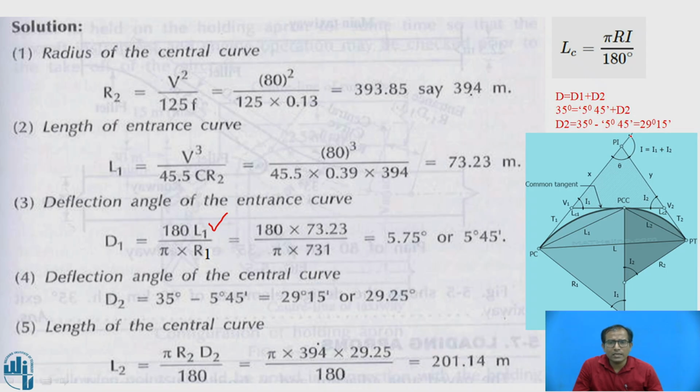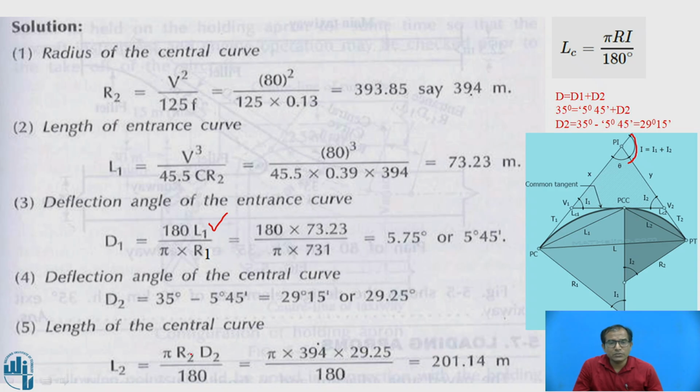We know that the total angle of the compound curve is I equal to I1 plus I2. In place of I I am using D, so D equal to D1 plus D2. I know D1, and the total deflection angle is given as 35 degrees. Putting in D and D1, I can calculate D2: 35 minus 5 degree 45 minutes, so I got 29.25 degrees as the deflection of the central curve. I have got D1, D2, L1 and R2; the only remaining parameter is L2, the length of the central curve.